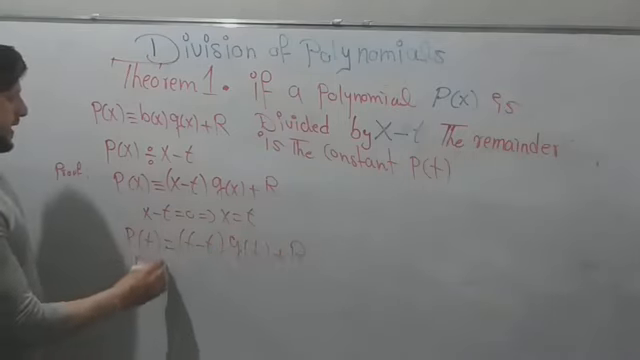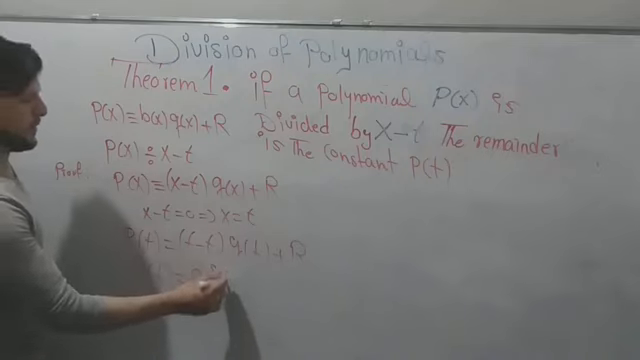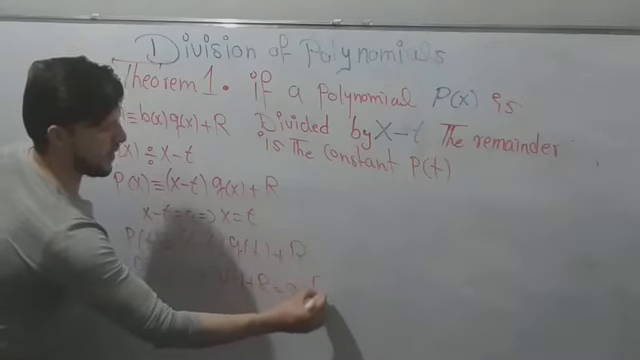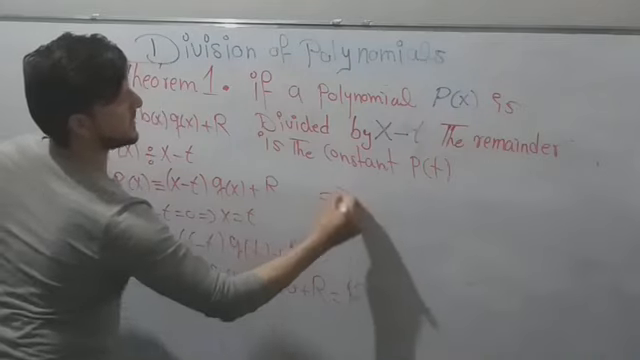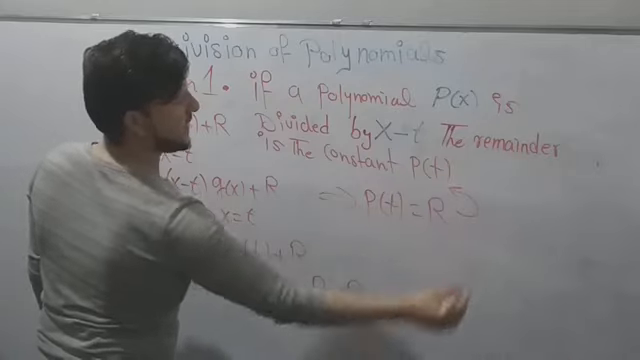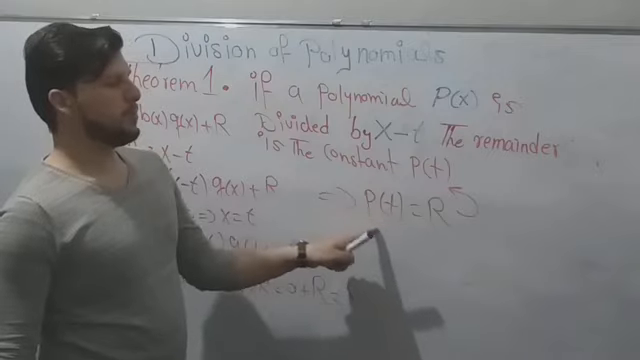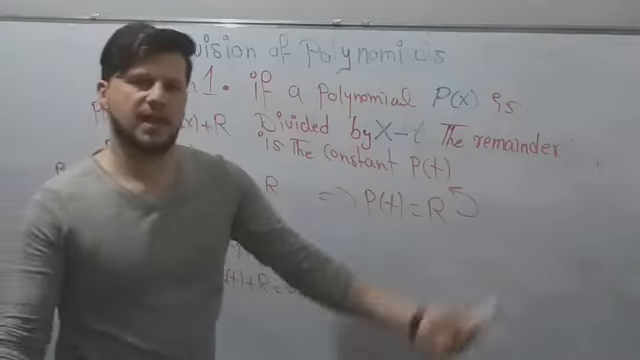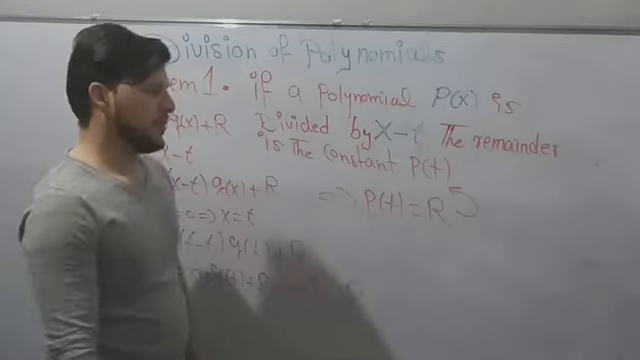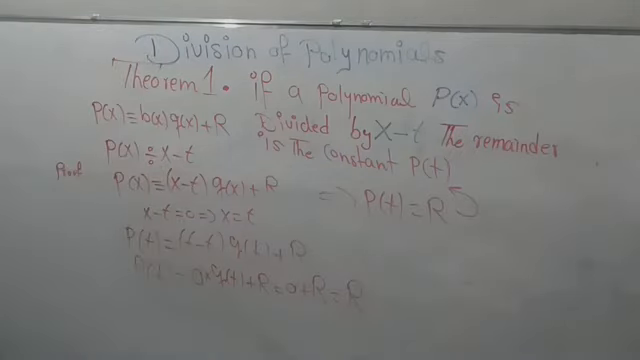So p(t) is equal to 0. t minus t is equal to 0, multiplied by q(t), plus r, is equal to 0 plus r, is equal to r. So p(t) is equal to r, and that was the case. The remainder is the constant p(t). r is a number, like 2, 3, 4, 5, a natural number, or maybe a negative number, so it's a constant at all. So that was the theorem that I explained to you.